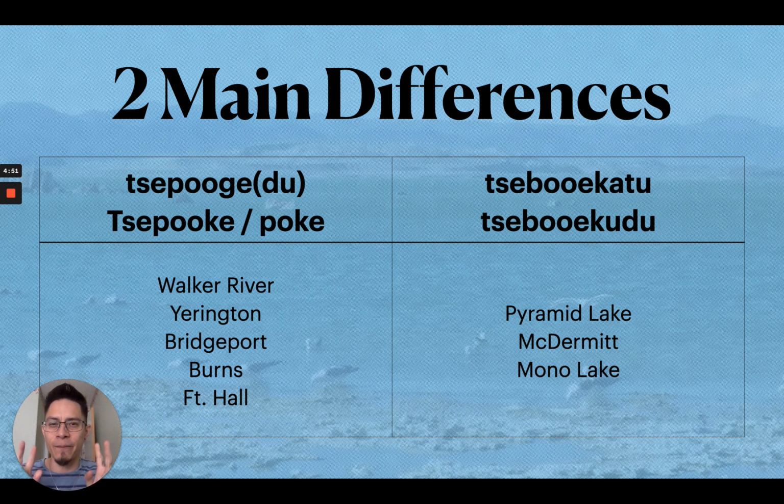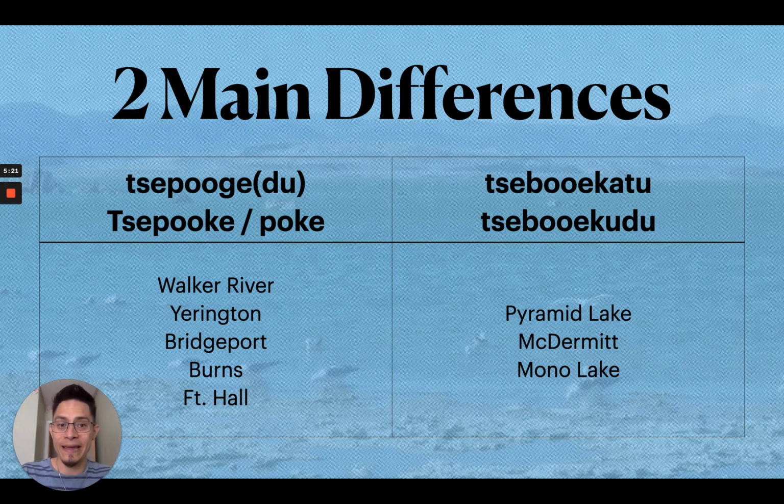And basically there are two main differences with a little bit of nuances, pronunciation differences, but basically the same. And so on the left side, we have this tsipugi or tsipuki or tsipoki. Again, little pronunciation differences, but basically the same. And that is how it is used in the communities of Walker River, Yerington, Bridgeport, Burns, Fort Hall, maybe more. I didn't get all the communities.